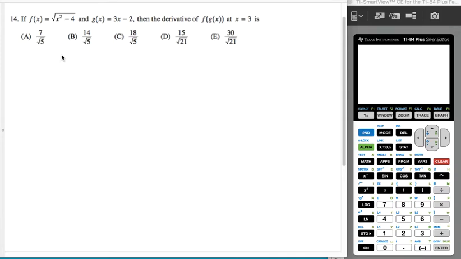All right, so we're given an f of x, that is this square root function, and a g of x, and we're asked for the derivative of f of g of x at x equals 3. There are two ways to do this. Option 1 is the option I probably would have picked, but it's definitely not the only option.